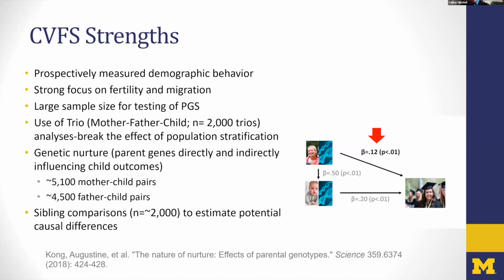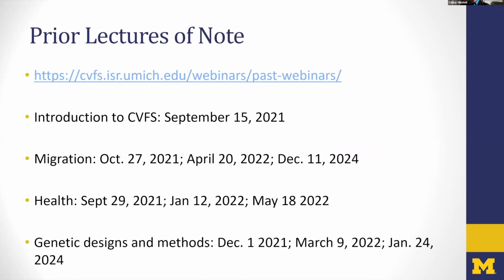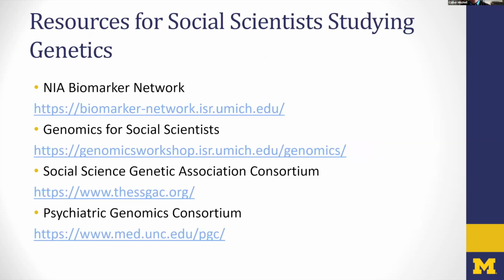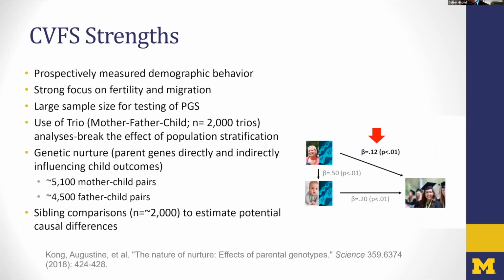Okay, so I want to come back to this slide. I just, at the end, note there are several prior lectures that I think might be really helpful as an introduction, things related to migration, to health, genetic designs and methods. So please go back and look at those if any of these things is important. I also left some slides for links if you're interested in social scientists studying genetics more broadly, the NIA Biomarker Network, courses for genomics for social scientists, and other consortia. And that's all I have, but I'm going to go back to the strengths just because I think this is where I want to talk more about things. And I'm done.